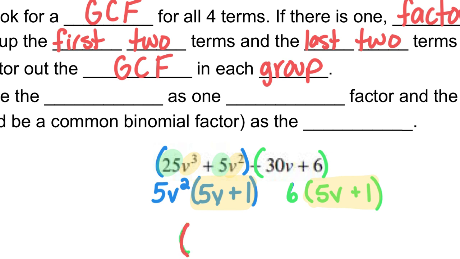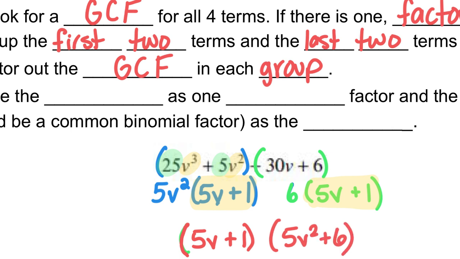So my final answer to this is going to be 5v plus 1, because that's the part that's common, times 5v squared plus 6, because that's the leftovers. Or that's the outside part. So just like what we were doing earlier in this lesson, the part that's on the inside that matches goes first, and then the part that's left over on the outside becomes the second factor. And so here is our solution to that.